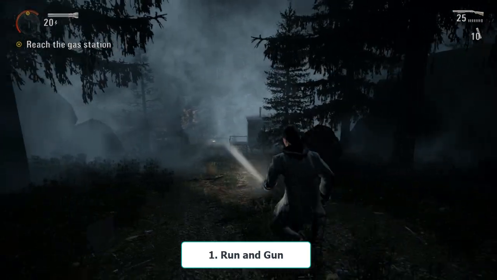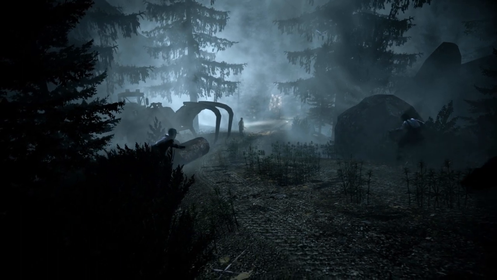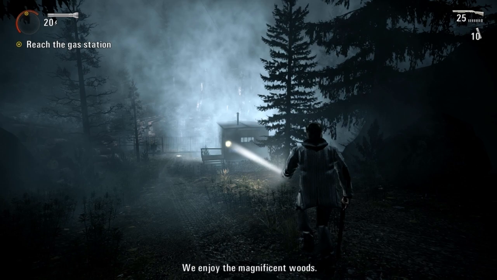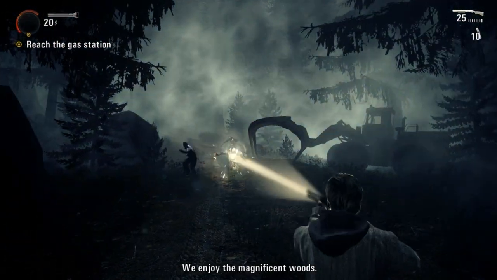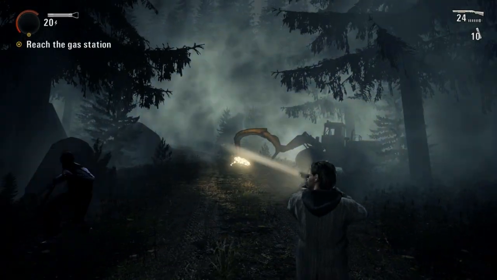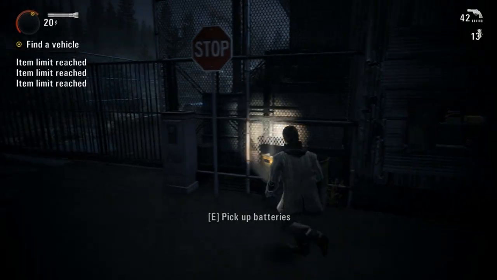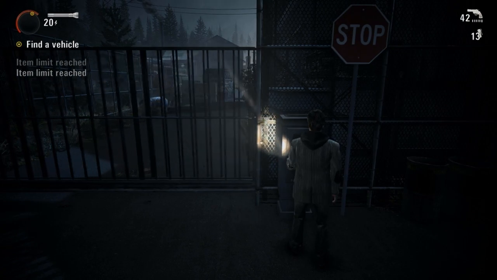The first combat area is Run and Gun. Run and Gun is the most common combat scenario where one or more enemies spawn. You can fight them or you can run to avoid them. Most of these scenarios are scripted as you enter into a specific area of the level, or they are triggered by a button press.